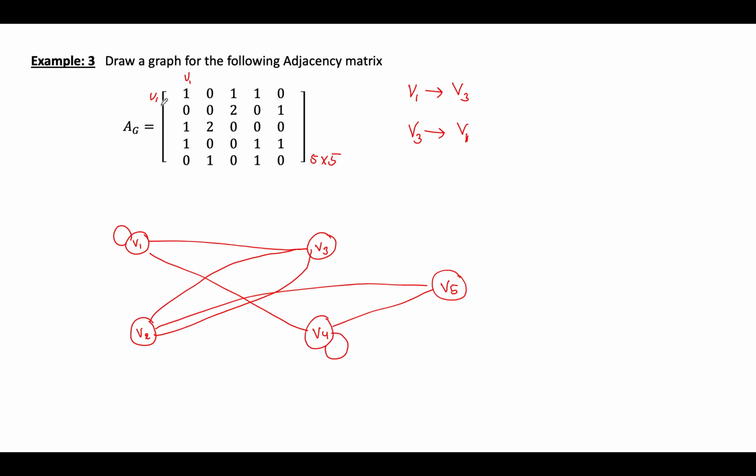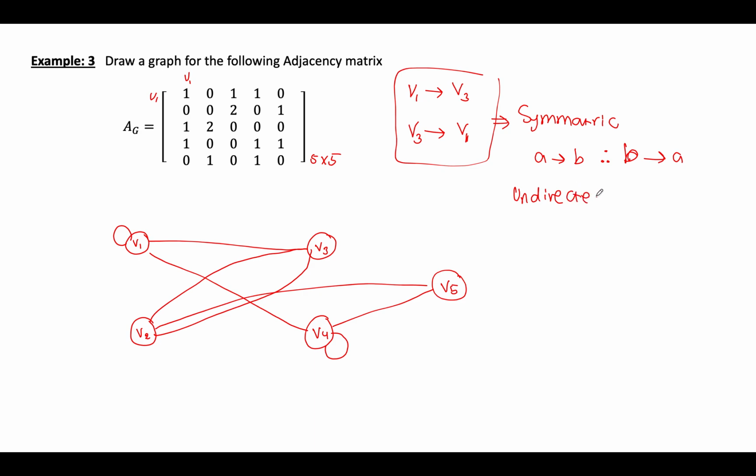Okay, now if we can see here, V1 has a link to V3, and if you notice here, V3 and V1 has a link. And in a matrix, we call this symmetric, where if we got a link between A and B, then we're supposed to have a link between B and A. And basically, the symmetry should be in the adjacency matrix for undirected graphs.